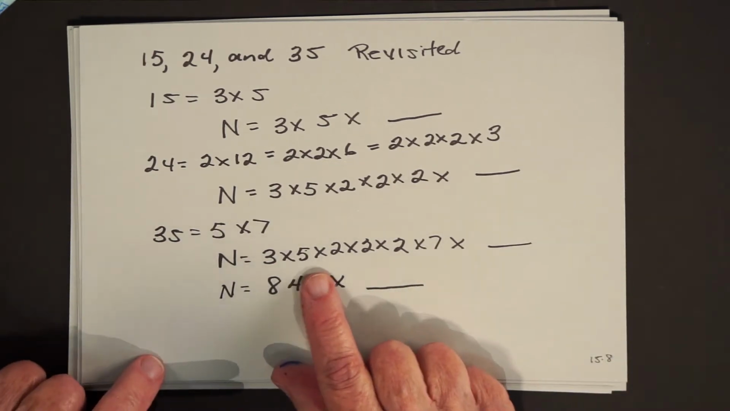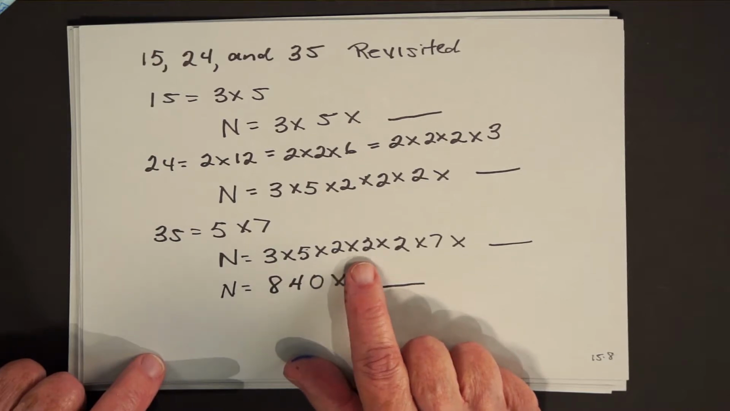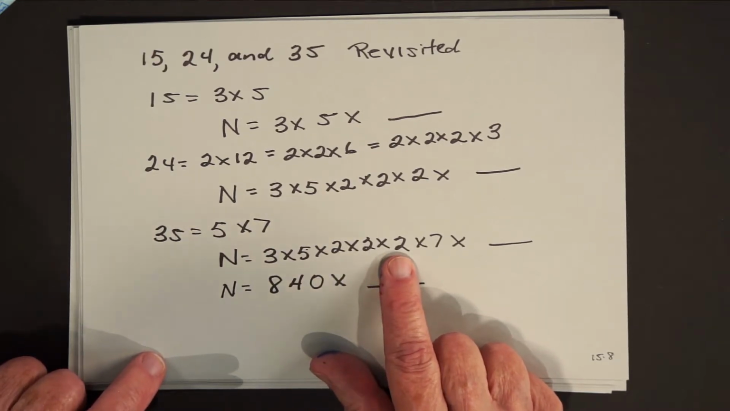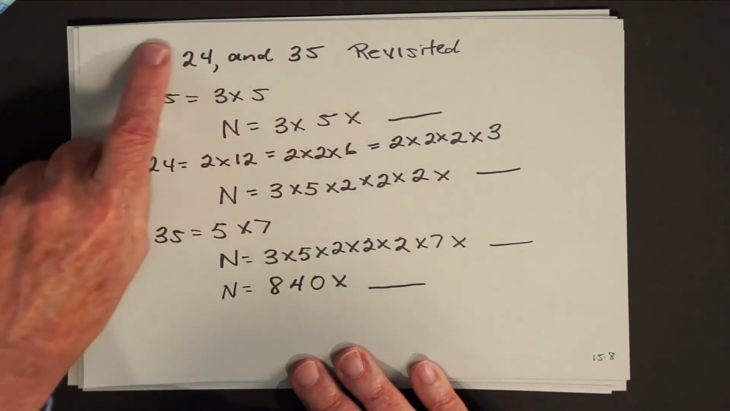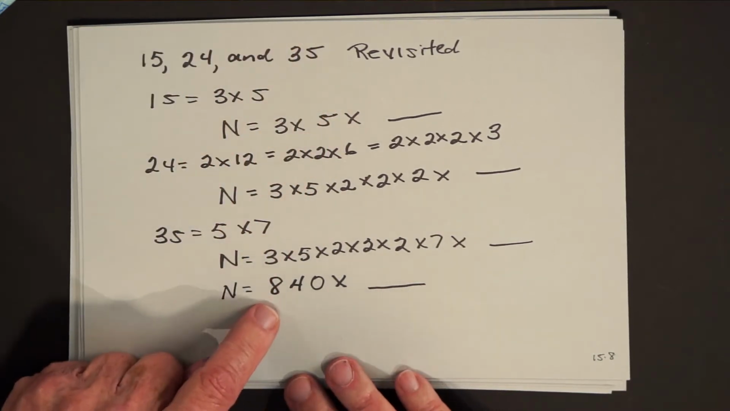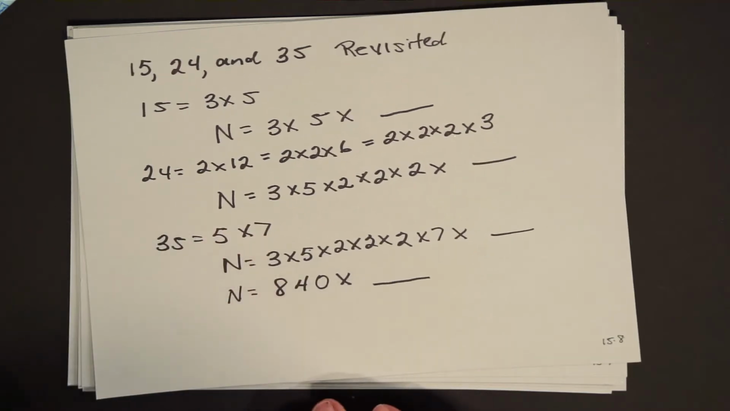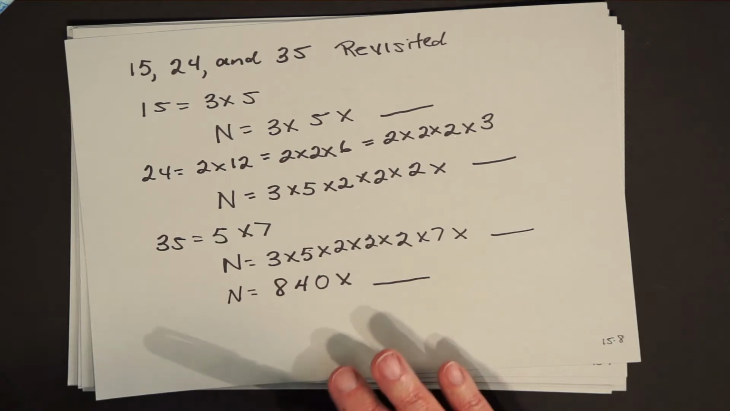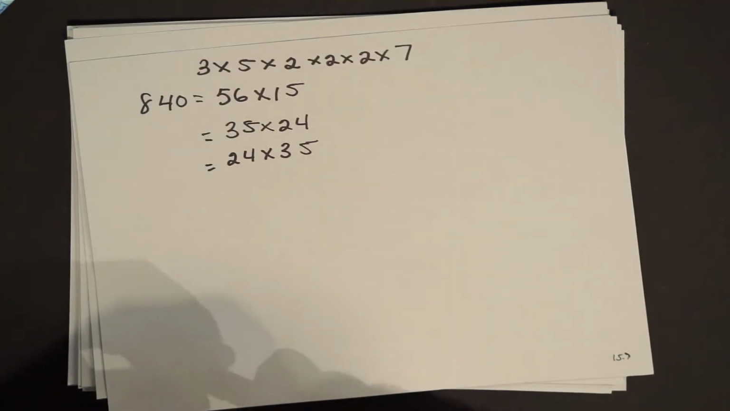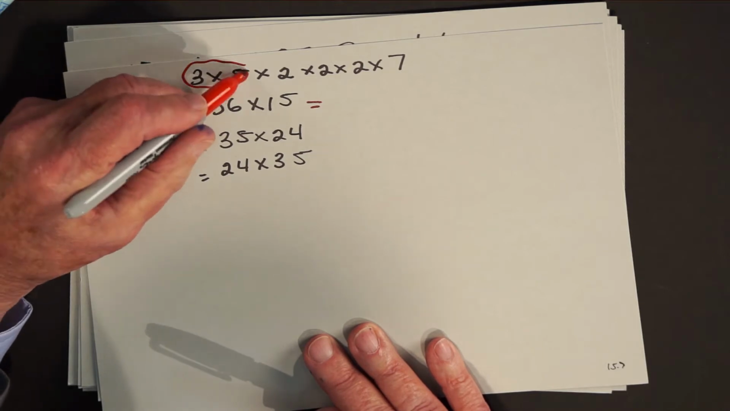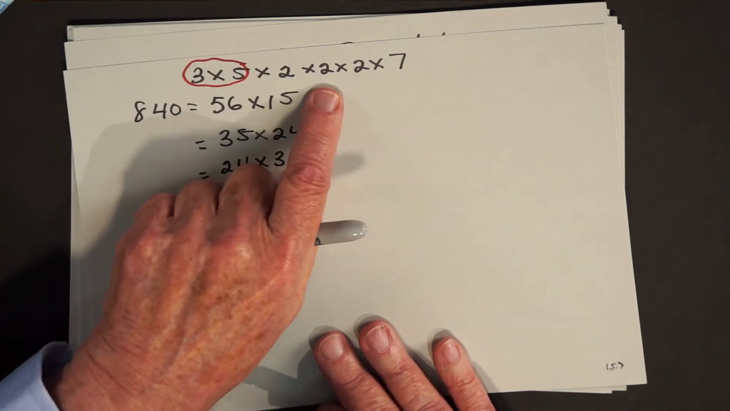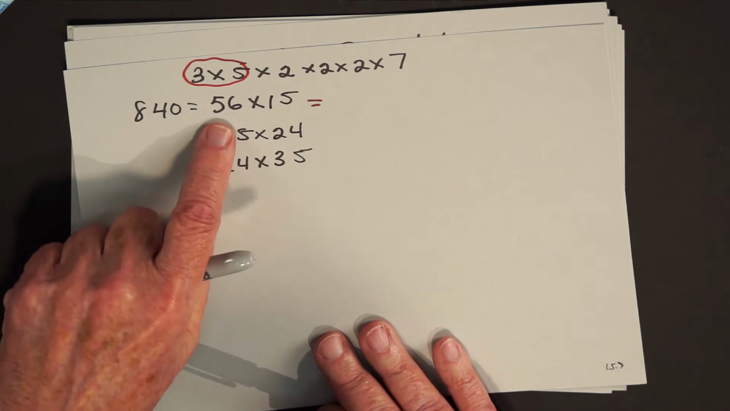3 times 5 is 15, times 2 is 30, times 2 is 60, times 2 is 120, times 7 is 840. So the smallest common multiple of 15, 24, and 35 is 840. And you might then ask, it's the smallest common multiple, where would it appear on the list? Well, let's see what multiple of 15, 840 is. Cover up the 15, and what's left is 2 times 2 times 2, which is 8, times 7 is 56.